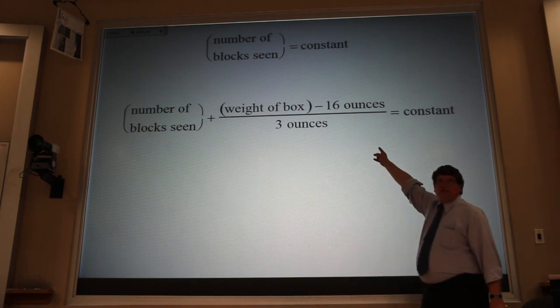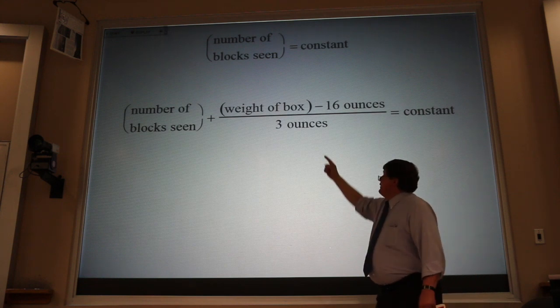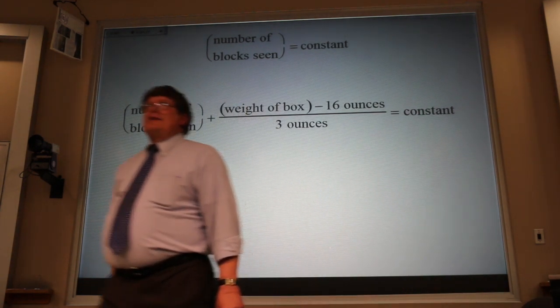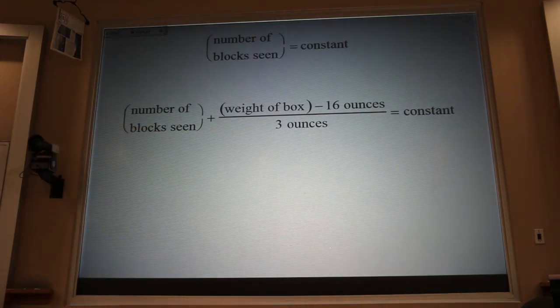She subtracts off the weight of the empty toy box. The difference has to be blocks. She divides by the number of ounces in a block, and she gets 28 every single time. Until she doesn't. And then she notices that the bathtub has dirty water.